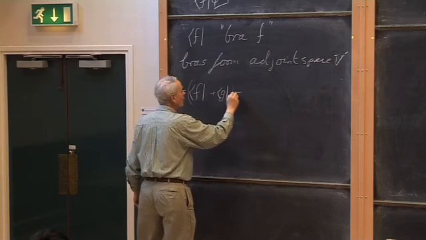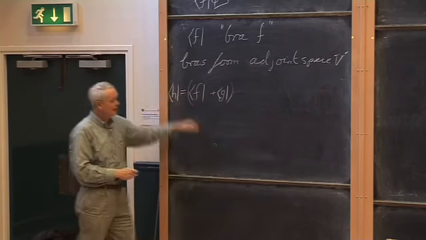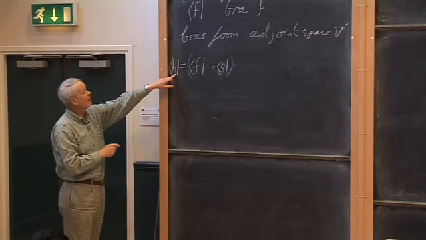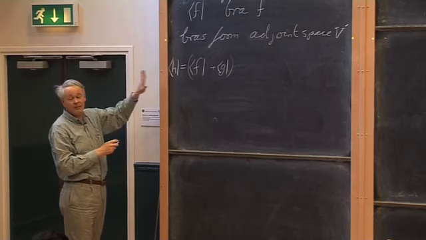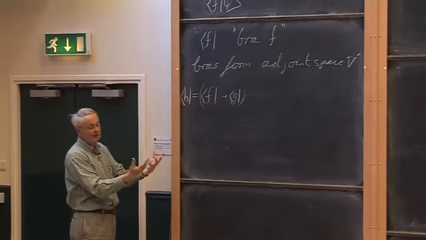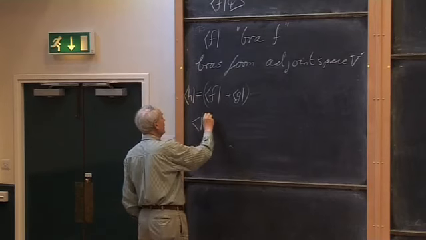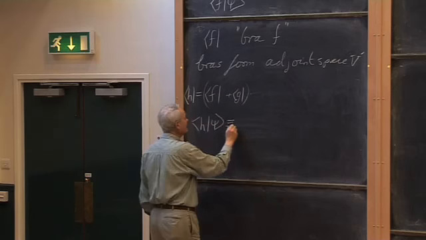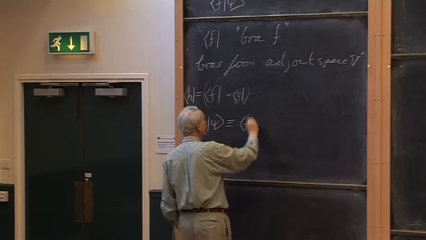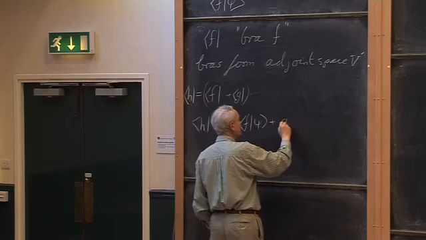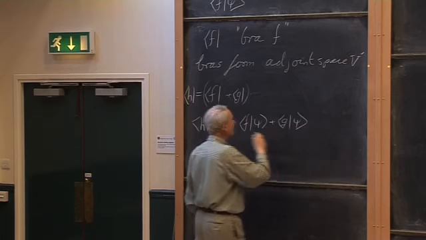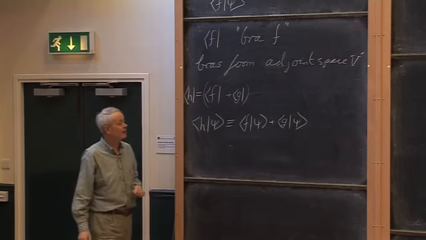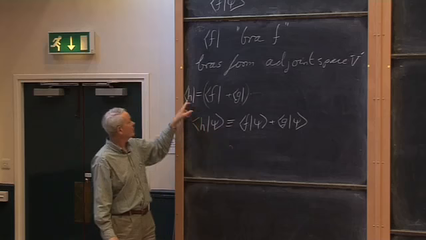In order to give meaning to this, I need to know what H does to any state psi. A function is defined by the value it takes on any possible argument. So I need to know what h of psi is, what number that is. And I define it to be f of psi plus g of psi, which of course is a perfectly well-defined expression because this is a complex number, this is a complex number, and we all know how to add complex numbers. So this is the definition of the bra h.